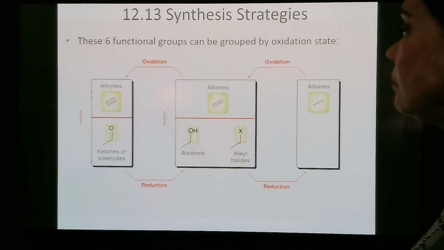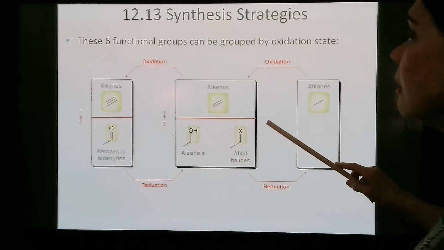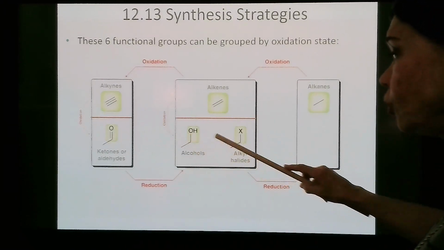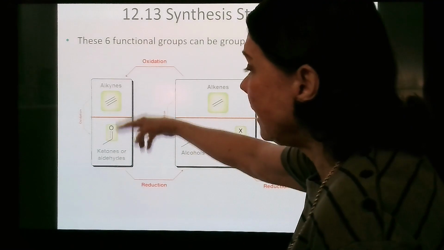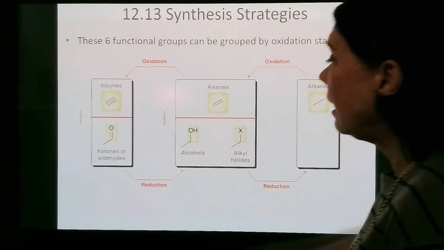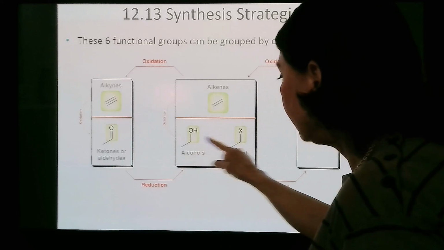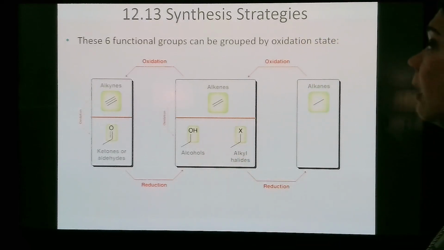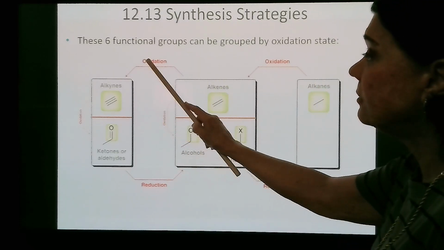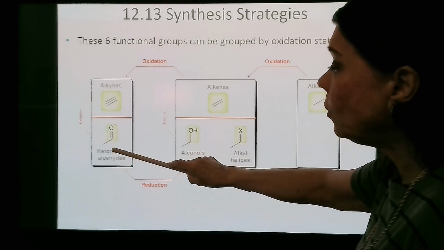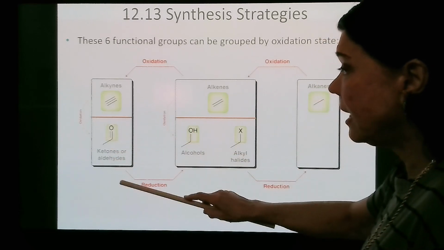So you can group these functional groups together in this way. I have changed the drawing a little bit from what's in your textbook, and I think the way I changed it here will make a little more sense, because the oxidation states of these are not the same. The oxidation states of these two are the same. And so to go from alkanes to alkenes, it's an oxidation. Alkenes to alkynes, it's an oxidation. Alkynes to ketones or aldehydes, that's an oxidation, as you can see.